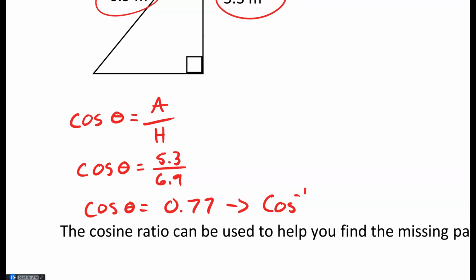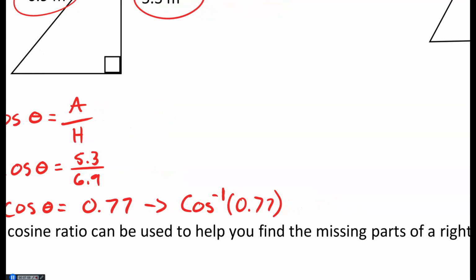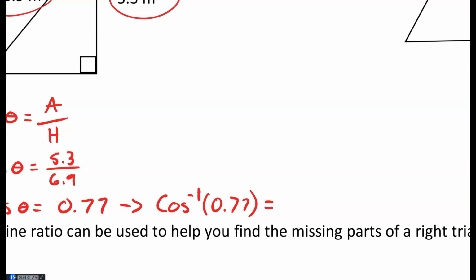If we were asked to turn this into an angle, what we would do is second function cos, which gives us our inverse, which is our cos to the power of -1, and then we'd have multiplied by 0.77. This will equal an angle of 40 degrees. So that would be our angle for A.